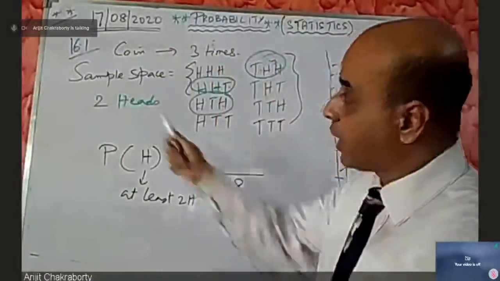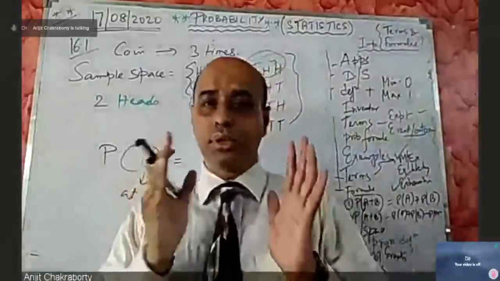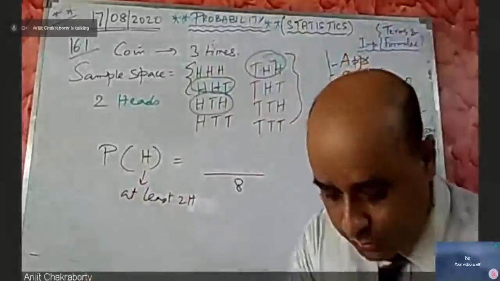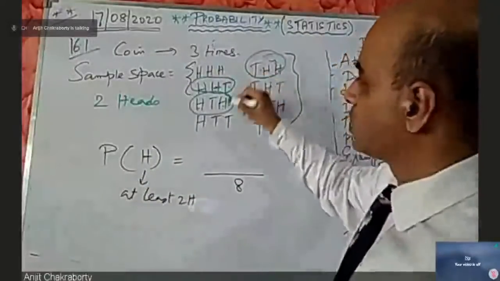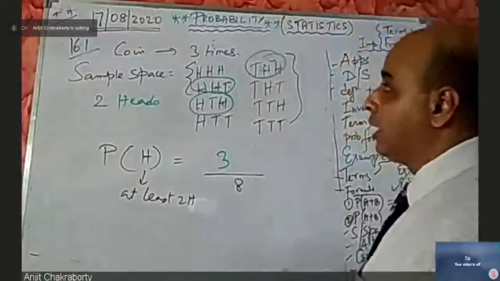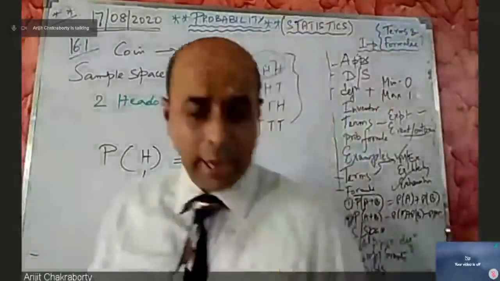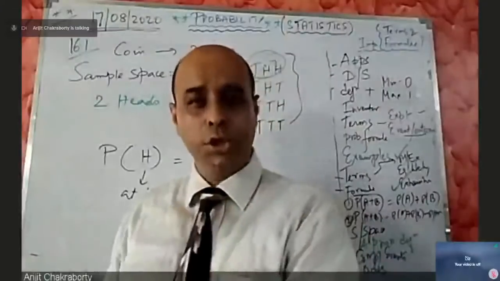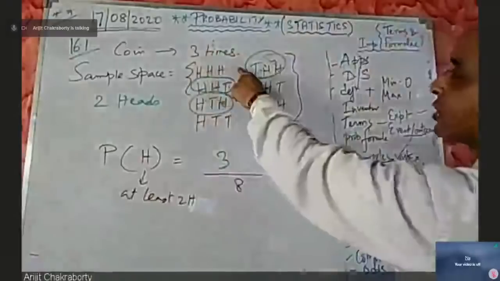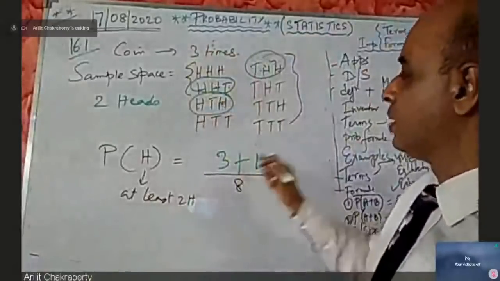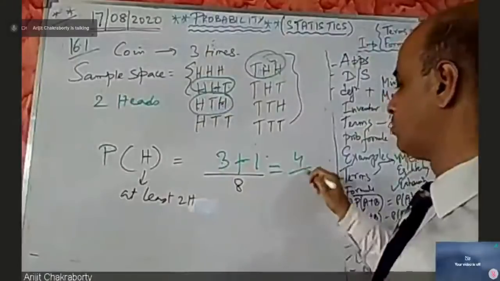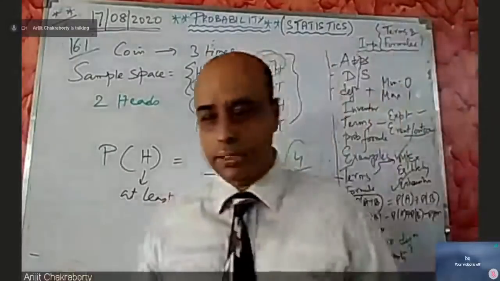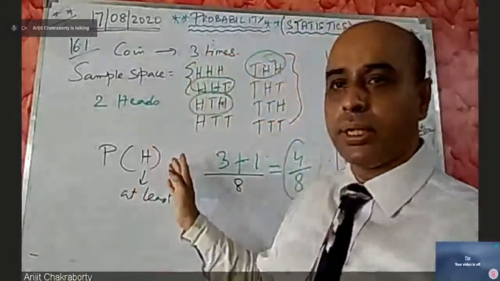Now at least 2 heads means what? You can have 2 heads, you can also have 3 heads. Now 2 heads we have already got, 1, 2, 3. So I write 3. I have to add the number of cases where we have got 3 heads. H, H, H, only one possible outcome. So 3 plus 1, that is 4 out of 8. Okay, so this is half. Probability is half.